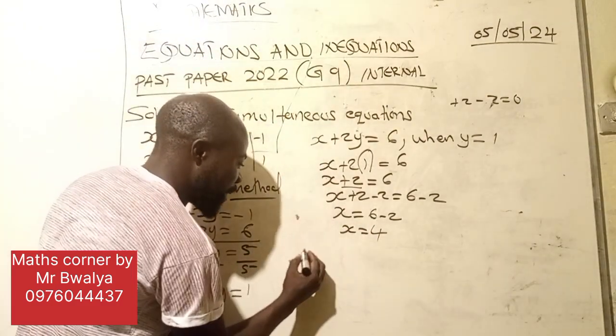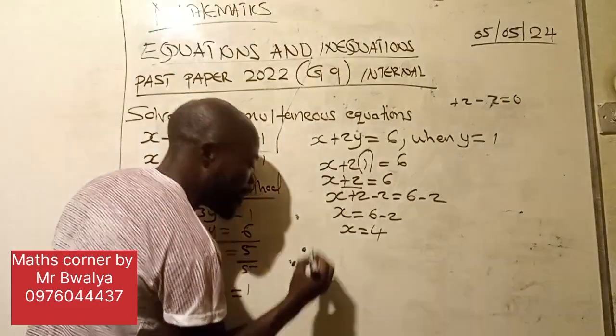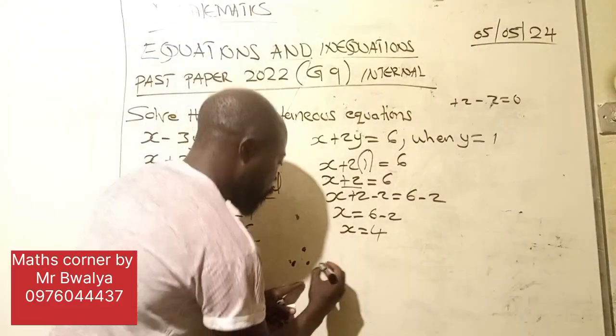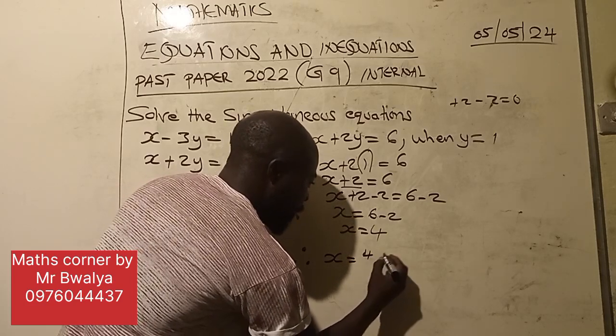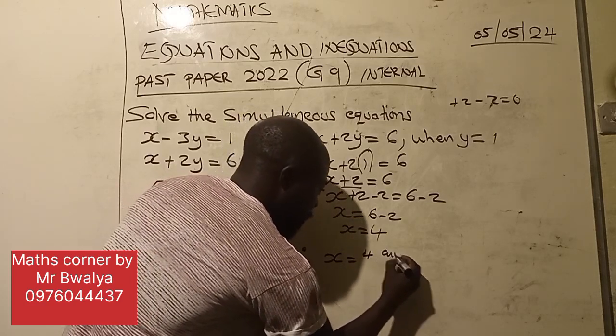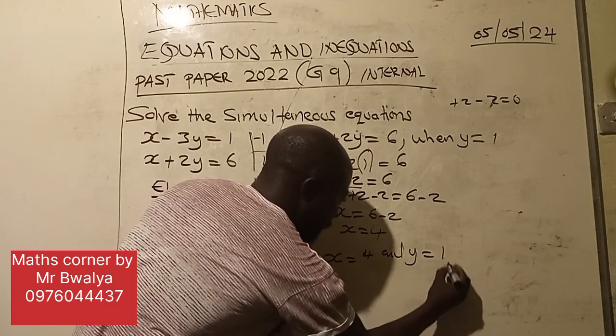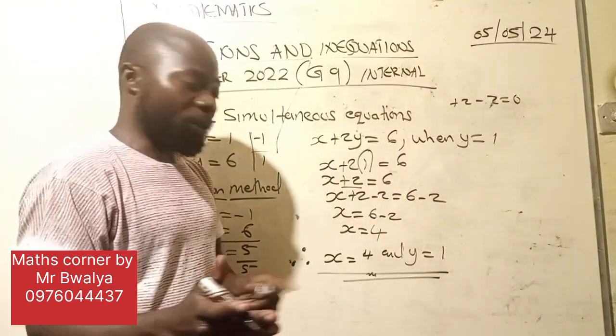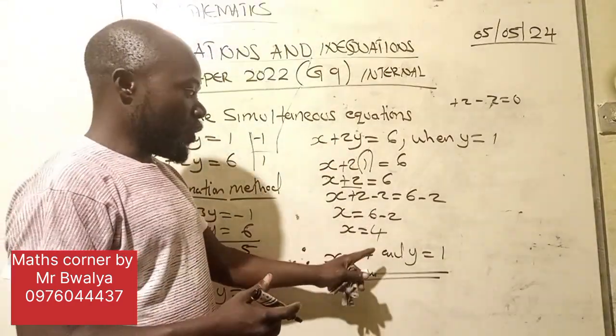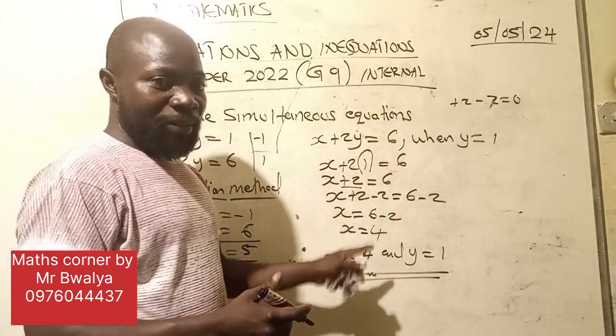Therefore, we are concluding by saying, remember always in the exam you conclude. You conclude by saying x is equal to 4 and y is equal to 1. Then you do like this. You are done. They will give you 2 marks or either 3 marks.